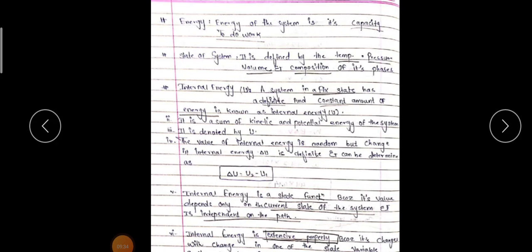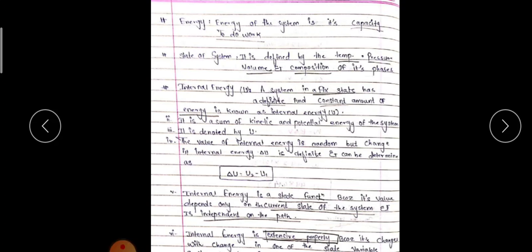Now we have to talk about energy. The energy of the system is its capacity to do work. Here an MCQ may be like this: dot dot dot of the system is its capacity to do work, and the options will be energy, work, pressure, force, like this. Another MCQ will be like that: energy of the system is its dot dot dot capacity to do work, capacity to work, like that.